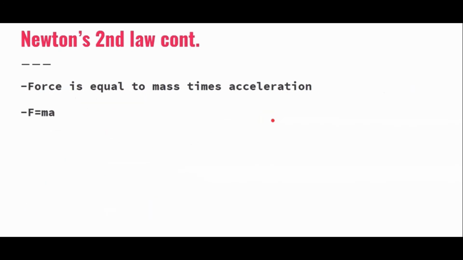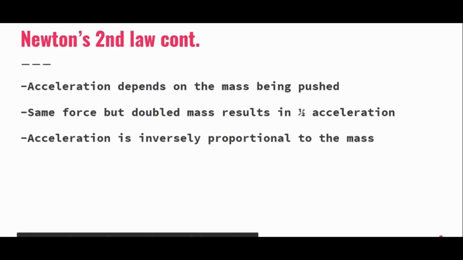Anyways, so force is basically mass times acceleration. That is the formula as well. So mass times acceleration. The acceleration depends on the mass being pushed, and the acceleration is inversely proportional to the mass. Just like what I said with the thumbs up, acceleration would be a thumbs up and mass would be the thumbs down. So if you increase acceleration by 2 times, your mass would go down to 1/2.